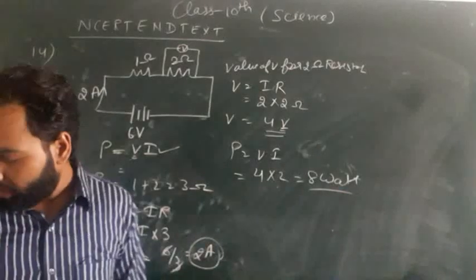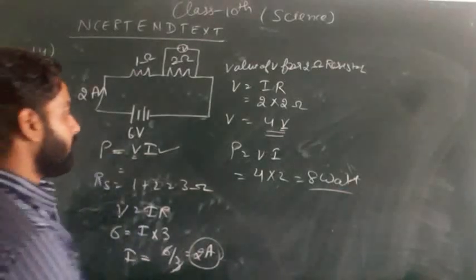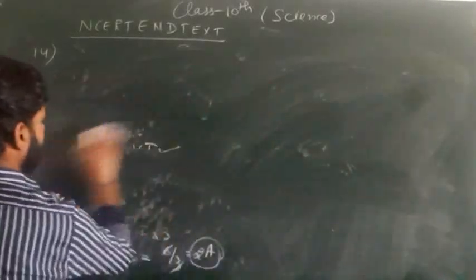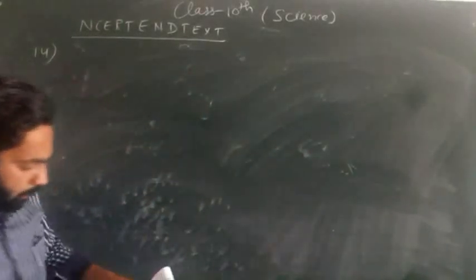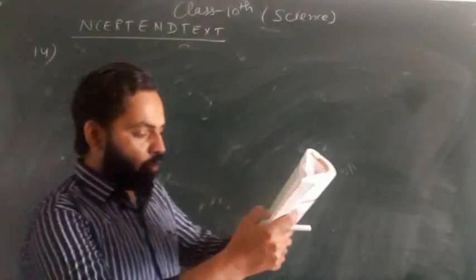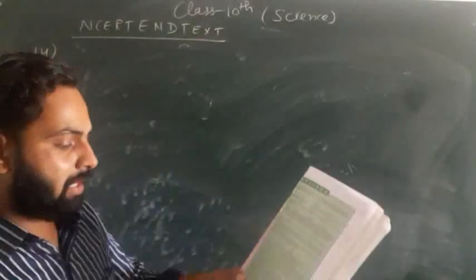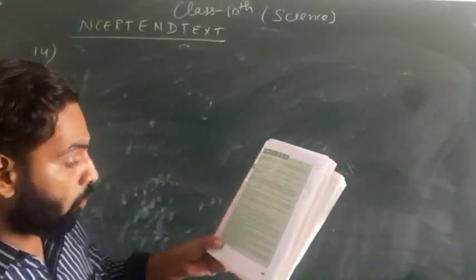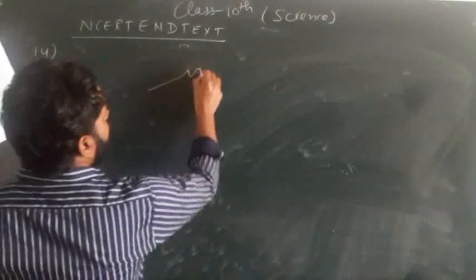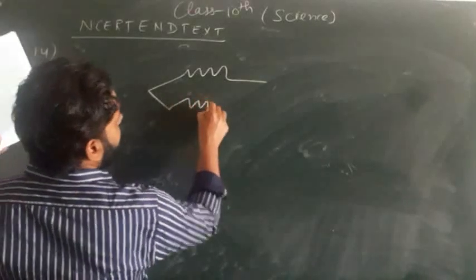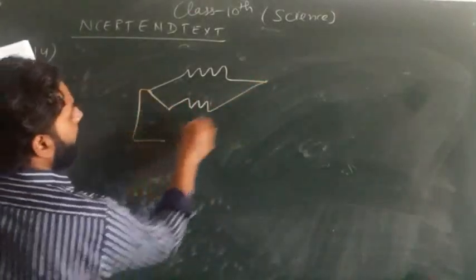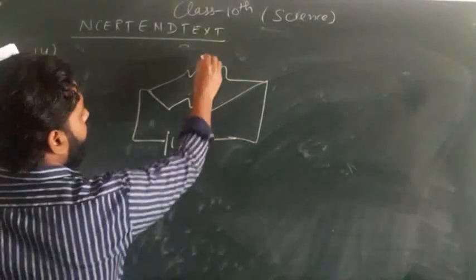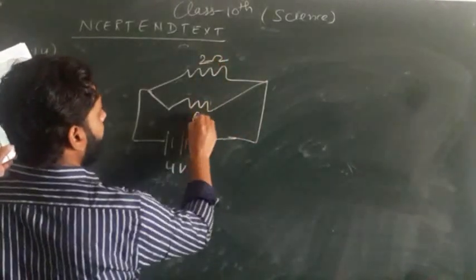In the second part, what is given? Here two resistances are given. One is of 12 ohm, another is of 2 ohm, connected to a 4 volt battery. So this is the first resistor, that is the second resistor, connected to a 4 volt battery. This one is 2 ohm and this is 12 ohm.